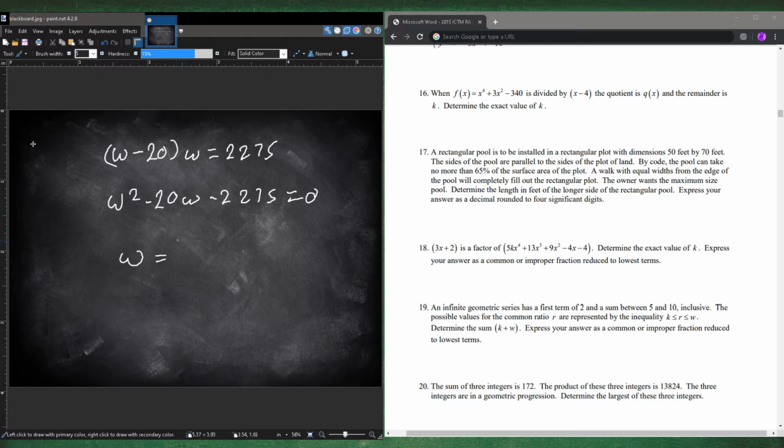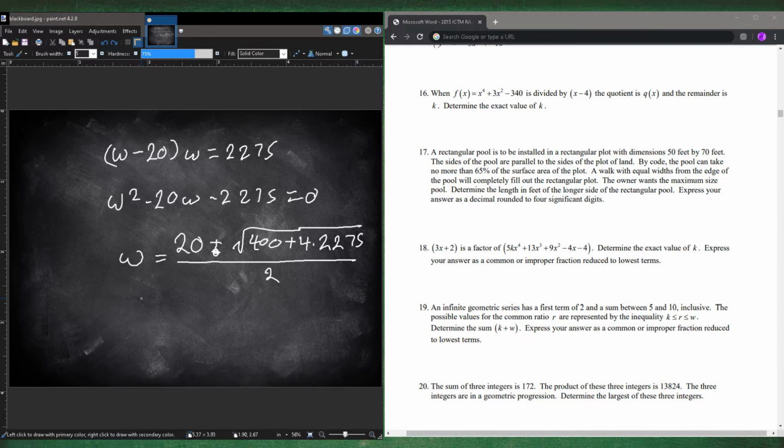So w is equal to negative b plus or minus the square root of b squared, which is 40 squared, minus 4ac, so minus 4 times a is 1, c is negative 2275, so that minus turns to a plus, over 2a, a is 1, so this is just 2. Okay, so we know that this can't be a minus because this number is going to be greater than this number, right? So it has to be a plus.